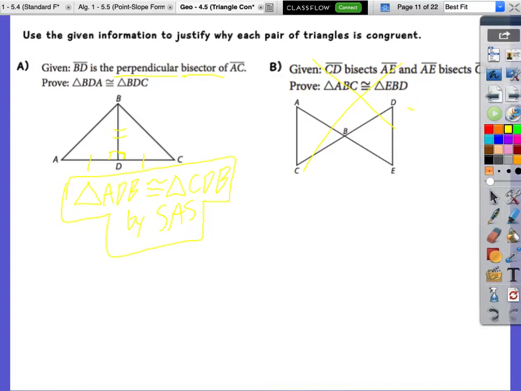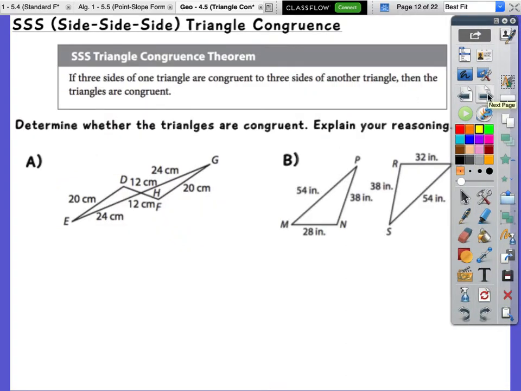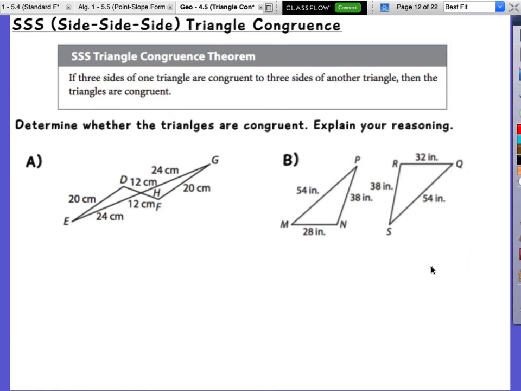Okay, we're moving on to our third triangle congruent shortcut. SSS. Side, side, side. We're all about the sides this time. Triangle congruence, not an angle in sight. If three sides of one triangle are congruent to three sides of another triangle, then the triangles are congruent. We're going to skip A.